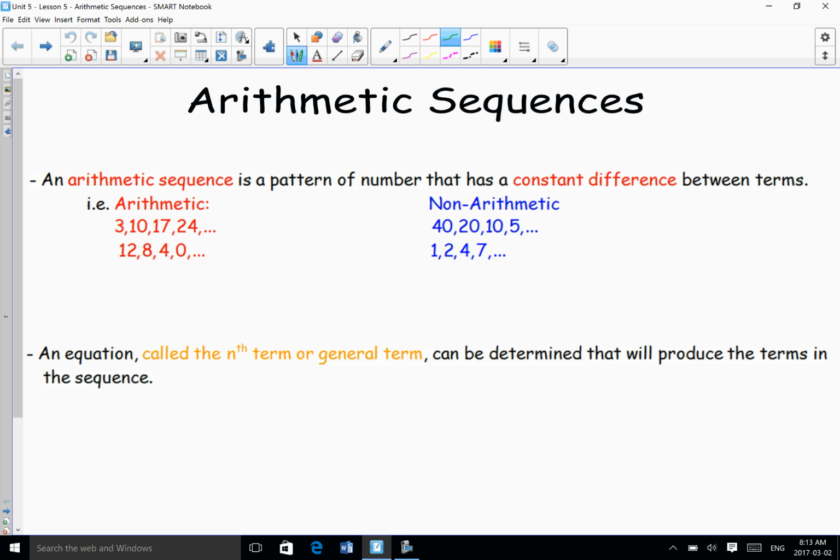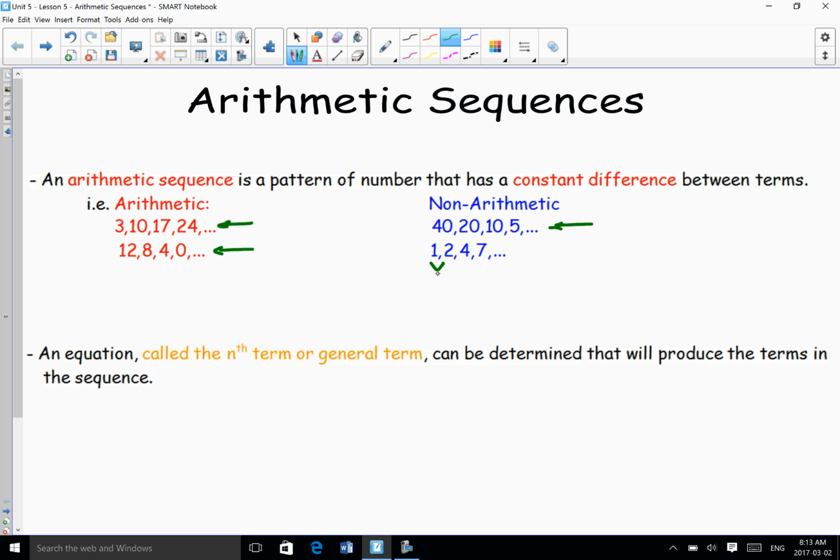So we look at the first set of patterns here. We notice that they're arithmetic because the first one goes up by 7 each time. That would be this one here. The next one goes down by 4 each time, and those are arithmetic. These, on the other hand, are not arithmetic. This one seems to be dividing by 2. And a constant difference has to be adding or subtracting.